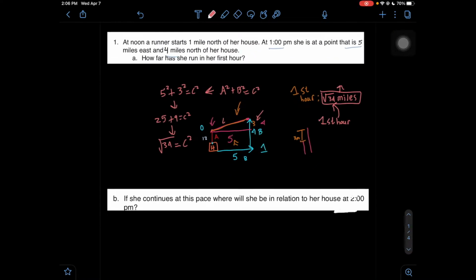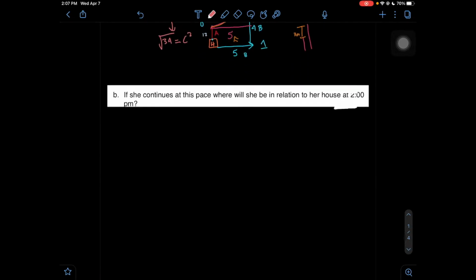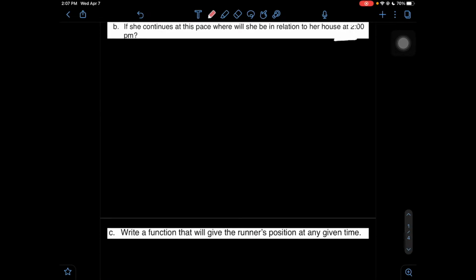It says that if she continues at this pace, where will she be in relation to her house at 2 p.m.? Well, now we know that she traveled an additional hour. When I was working through this problem, I actually skipped it and went to problem C, because in problem C it says write a function that will give the runner's position at any given time.